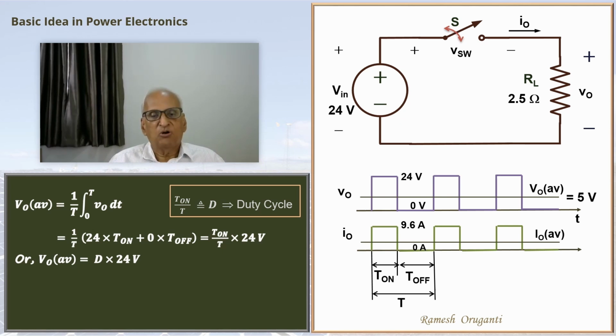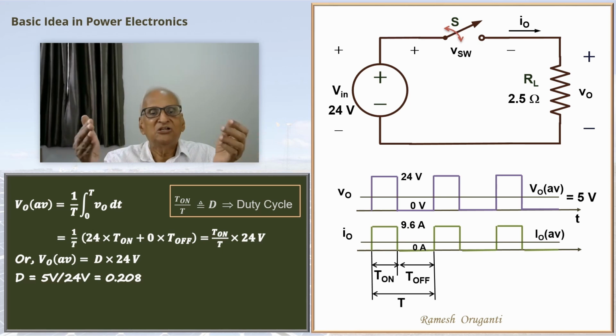So we can find out what should be the duty cycle. Please remember the on and off intervals, the total period, etc. is under the designer's control. So we determine what is the value of the D. By choosing the D appropriately, we can get 5 volts here. So D will be 5 volts by 24 volts in this case, 0.208. So by keeping the duty cycle, the ratio of the on interval to the total interval to be 0.208, you will get 5 volts average output.